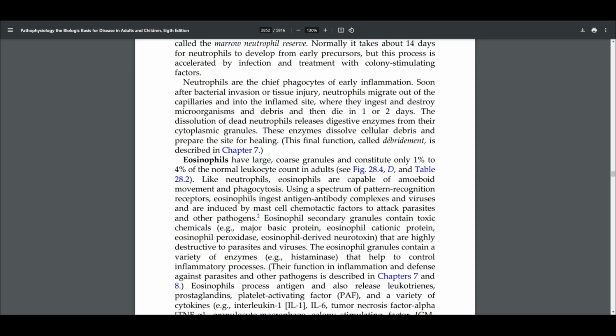Neutrophils are the chief phagocytes of early inflammation. Soon after bacterial invasion or tissue injury, neutrophils migrate out of the capillaries and into the inflamed area, where they ingest and destroy microorganisms and debris and then die in 1 to 2 days. The dissolution of dead neutrophils releases digestive enzymes from their cytoplasmic granules. These enzymes dissolve cellular debris and prepare the site for healing.